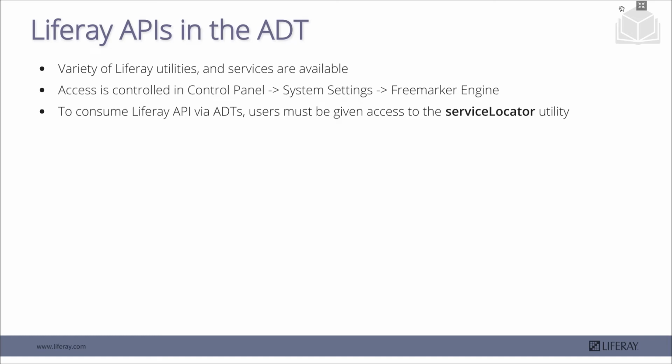Now, with ADTs, not only do we have control over the way the application displays content, we also have access to a number of Liferay's APIs. When we're trying to use these APIs, we first need to use a service locator, right? So from the ADT, there needs to be a way to access the OSGi service registry, and the bridge between the ADT and the service registry is the service locator.